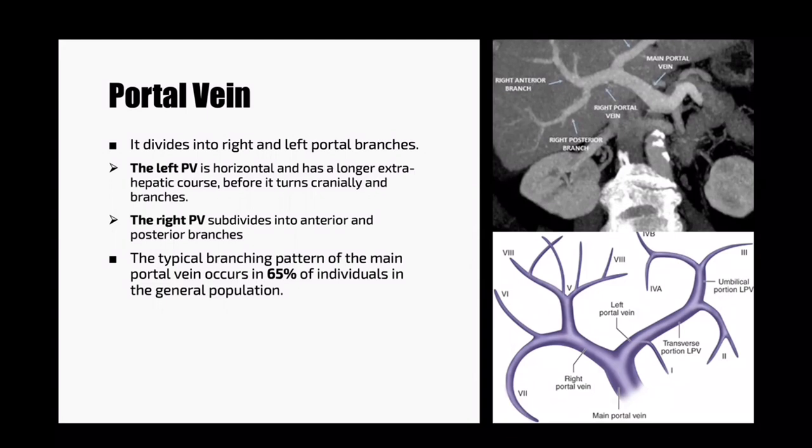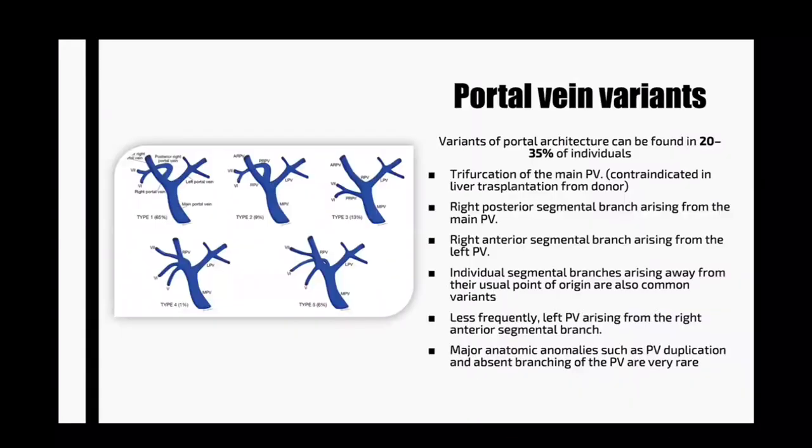This right branch is further divided into a right anterior branch and a right posterior branch. This normal branching is found in 65% of the general population. In the rest, there are some variants. The most important one is the trifurcation of the portal vein, in which it's divided into the left portal vein, right anterior, and right posterior directly without a right stump.